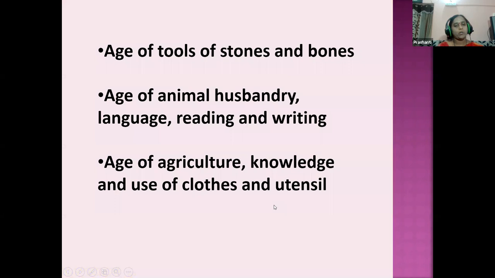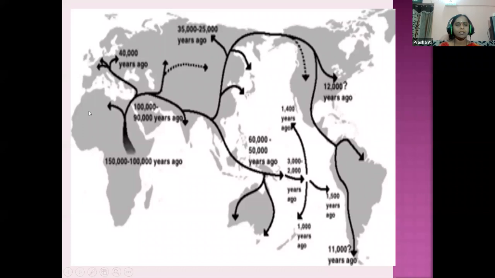So man has been developing from the Stone Age, and they have learned animal husbandry, language, reading, writing, and also different agriculture knowledge and the use of clothes and utensils. These are the various skulls of the fossils, and they have been shifting to various places, Africa, Europe, Asia, and they shifted to all the places.